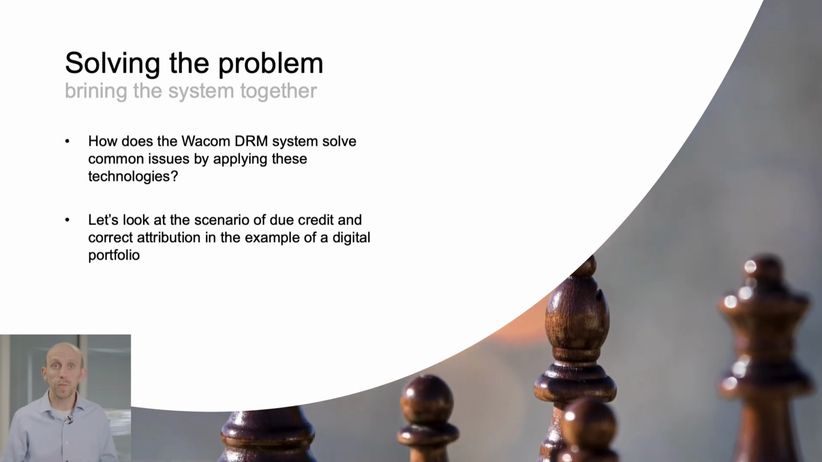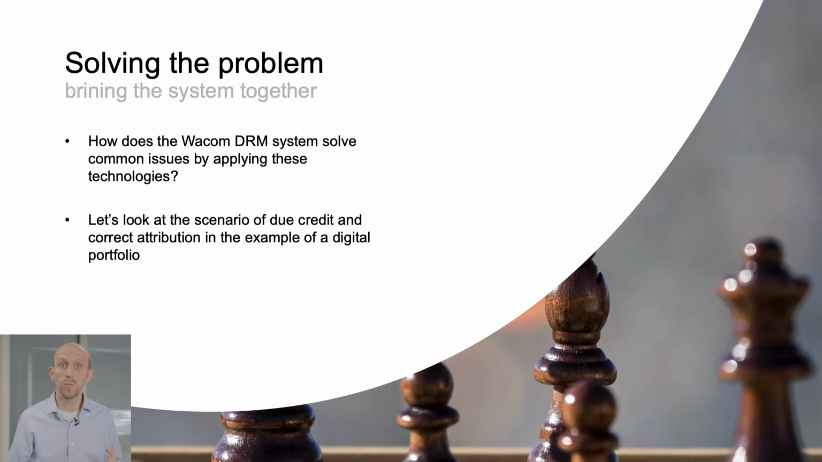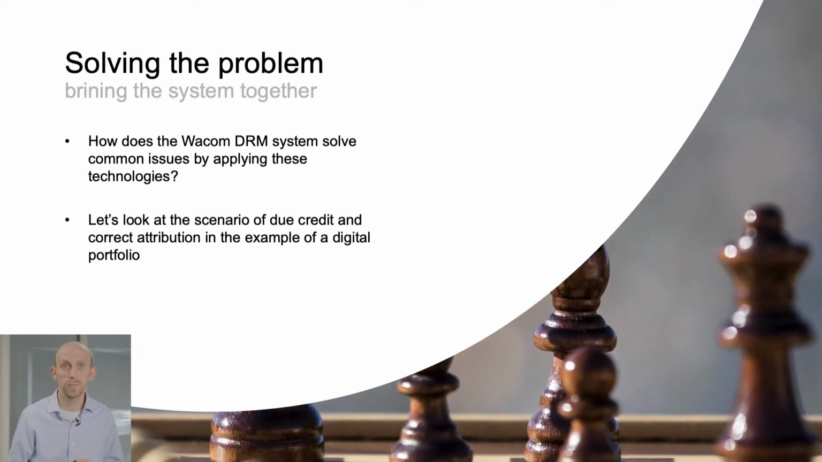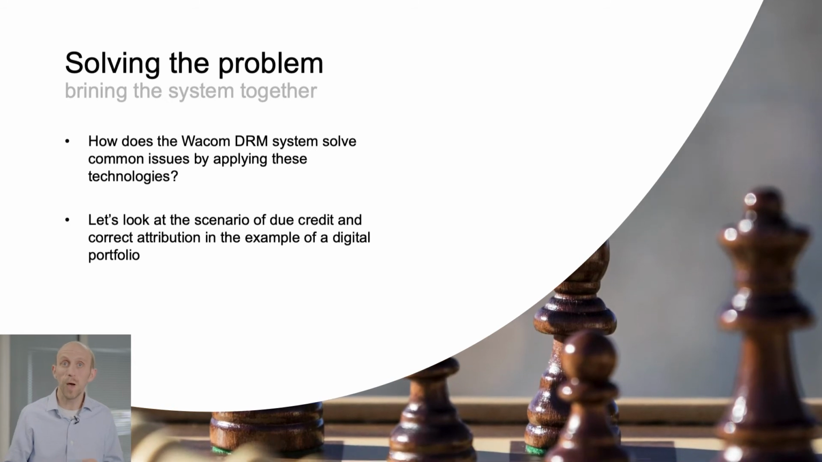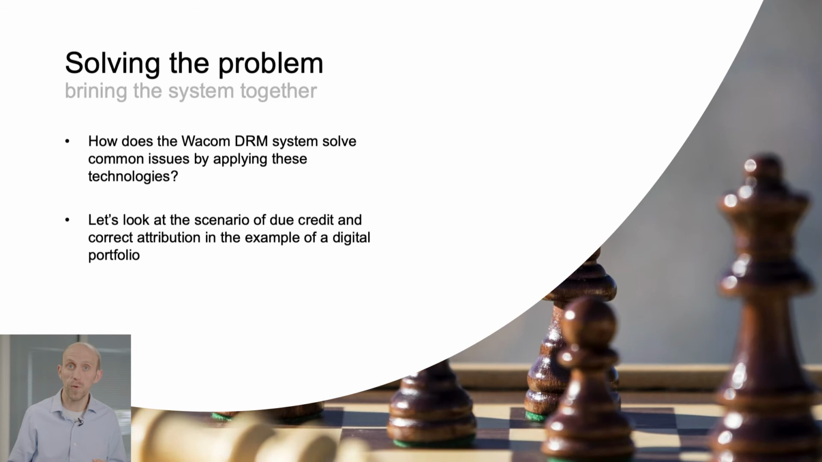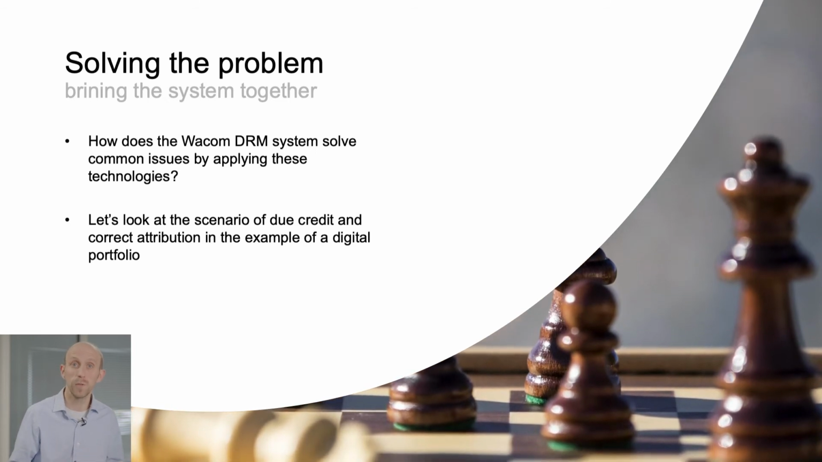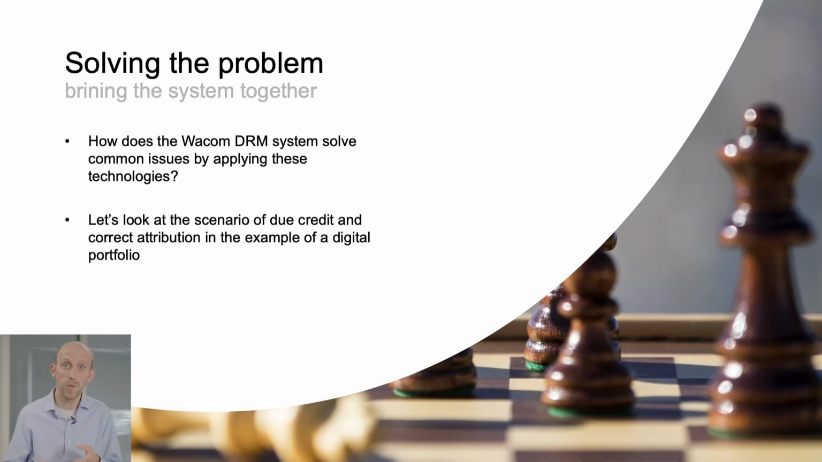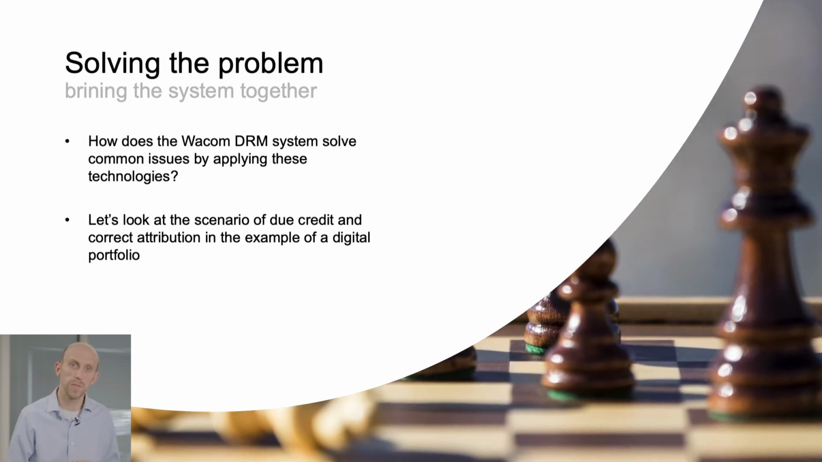Now that we've taken a brief look at all the technology that makes up the Wacom DRM system, I'd like to quickly give an example of how this technology works together to solve the issues outlined at the start of the presentation. For the purpose of the example, I'd like to take the scenario of a texture artist adding a new piece of work to their portfolio based on the work of a 3D modeler and a concept artist, and having the chain of attribution and permissions being provided by the Wacom DRM system.